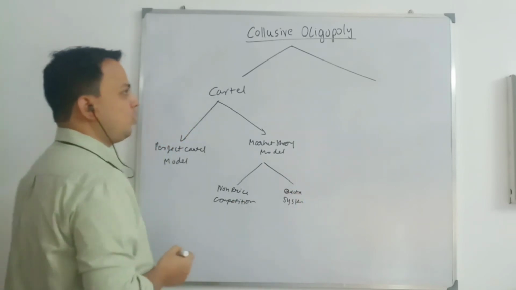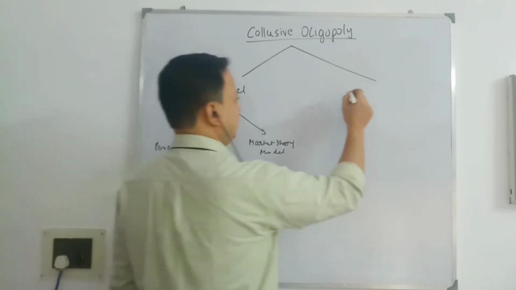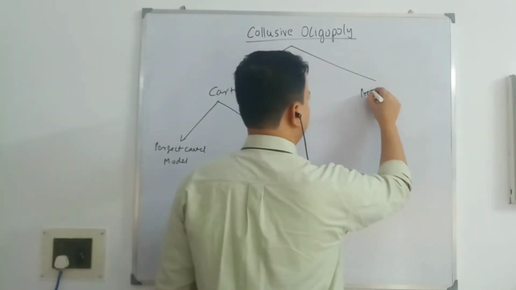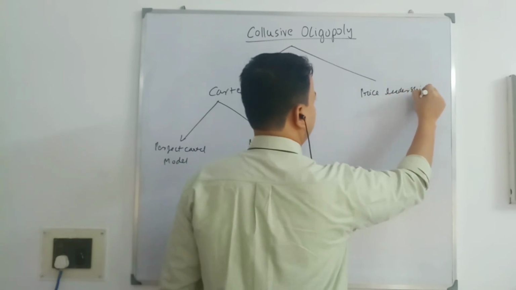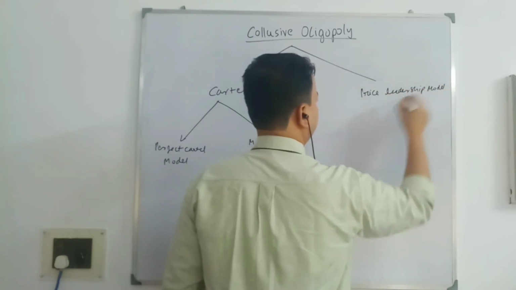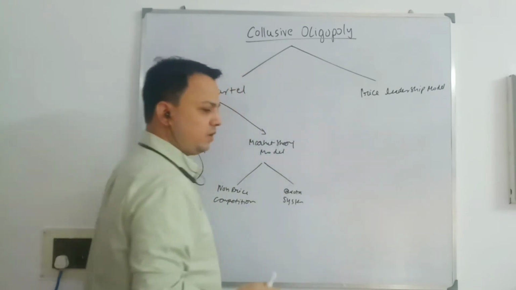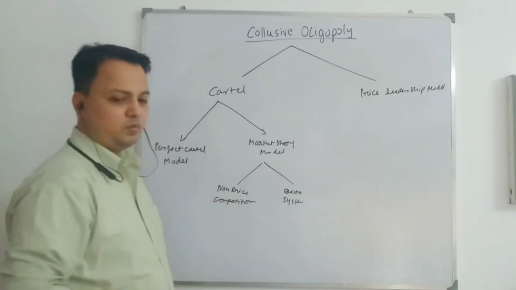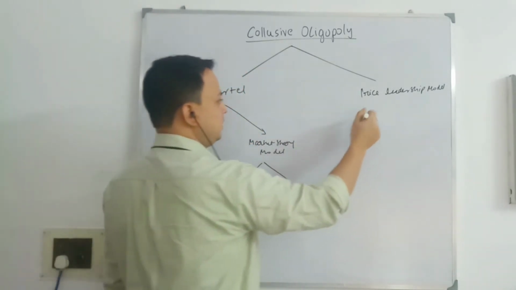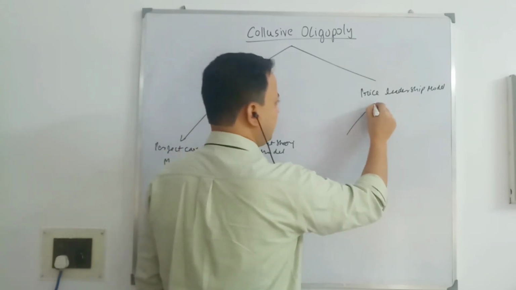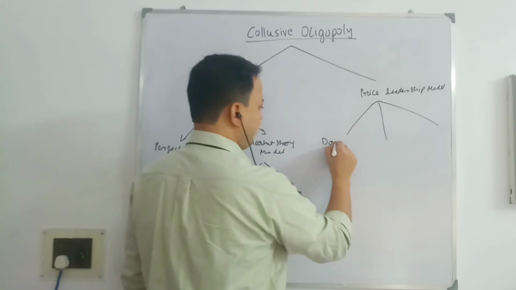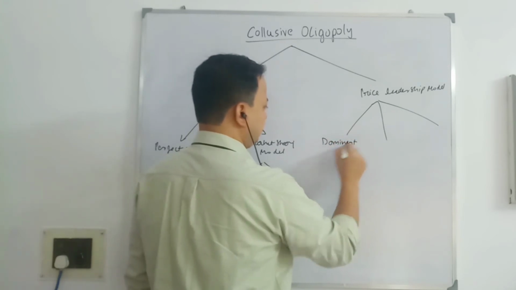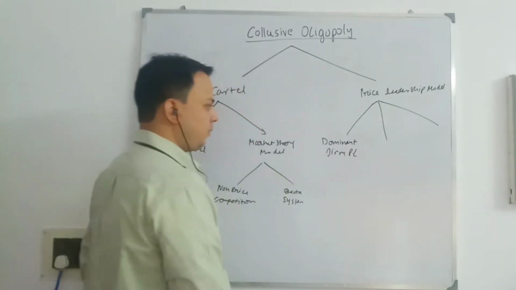Another form of collusive oligopoly is the price leadership model. So this is also an imperfect form of collusive oligopoly, that we are going to study. It is of three kinds that we are going to study today. One is the dominant firm price leadership model.